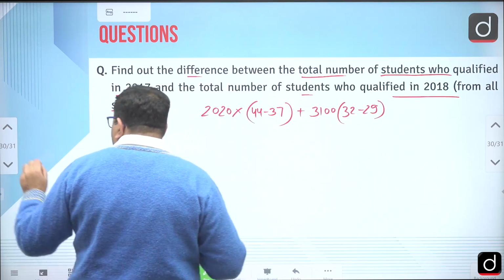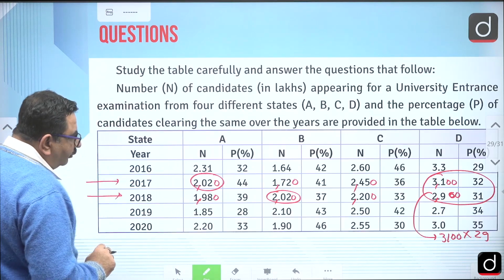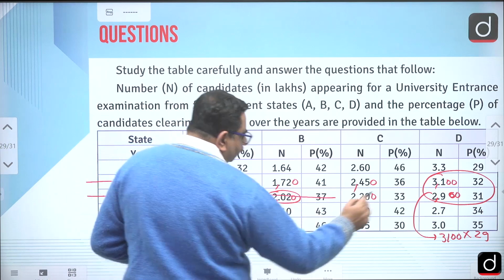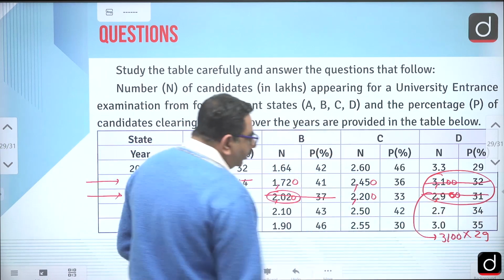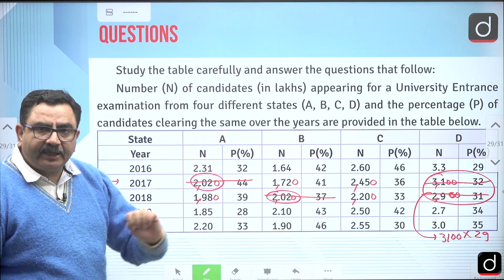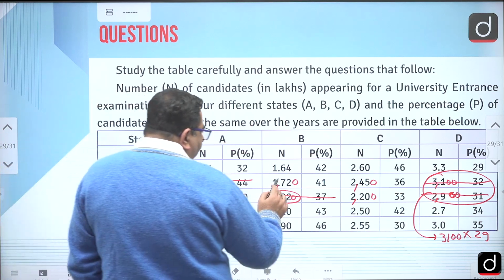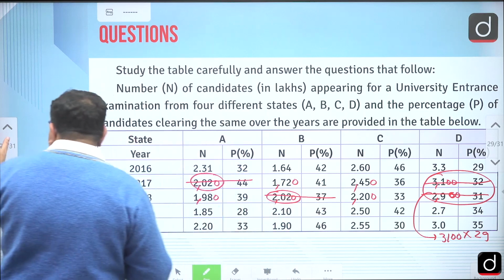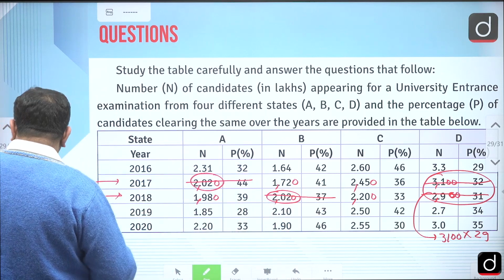So as such, there is no need to calculate now these numbers, right. No need to calculate this, no need to calculate this, because this difference we have already taken. Now we'll work on other. Now 1720 into 41. Now let's work on this.